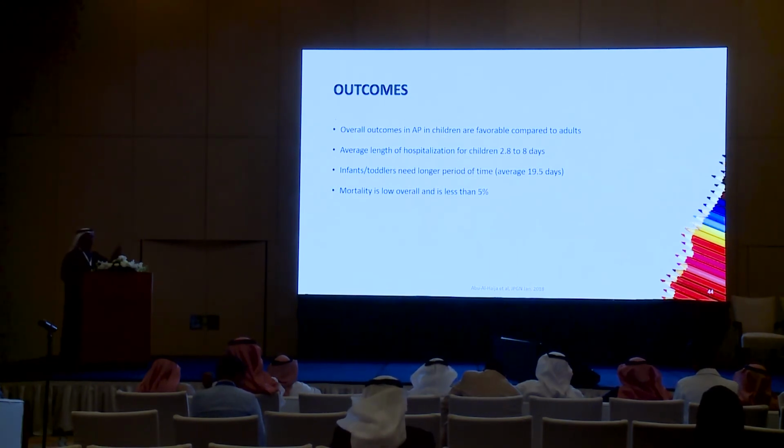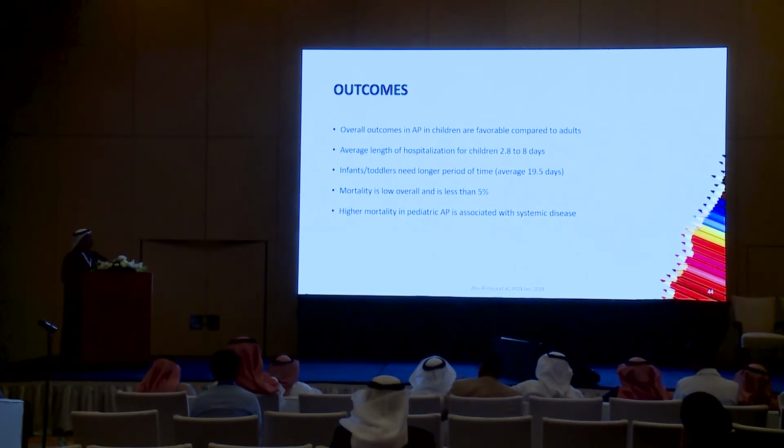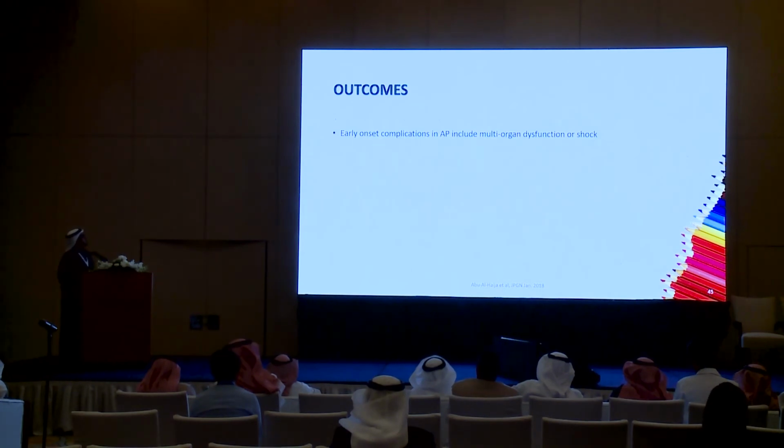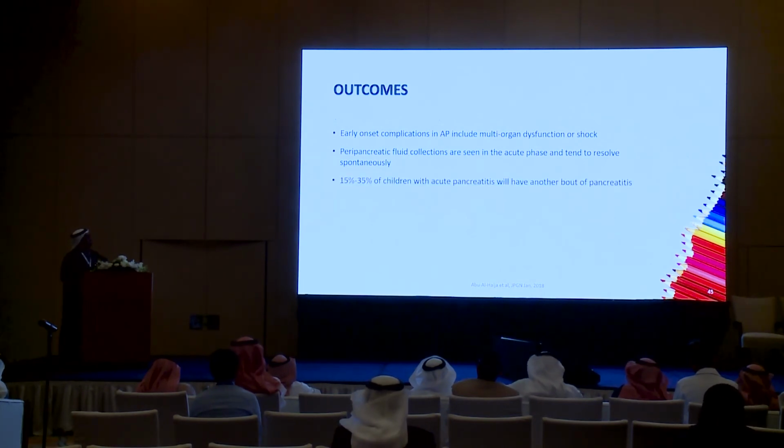In adults it is 5 to 10%. The higher mortality in pediatric acute pancreatitis is associated with those who have systemic causes, so the etiology is mainly another systemic illness. Early onset complications in acute pancreatitis are multi-organ dysfunction and shock, and the pancreatic fluid collection, usually seen in the early onset and resolves spontaneously.